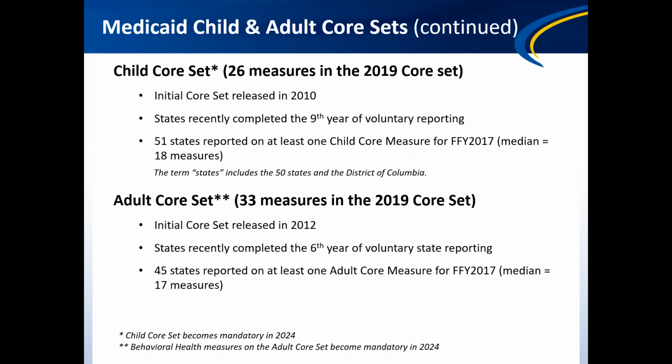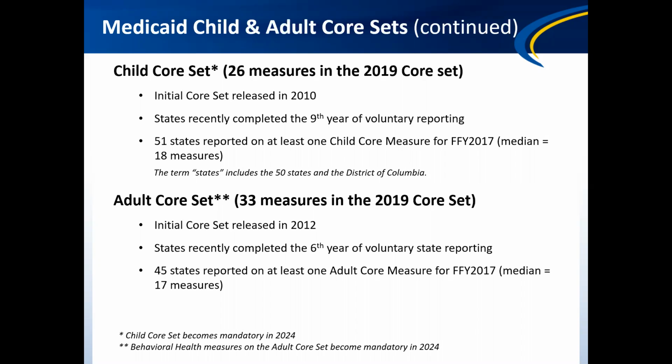You'll see on the slide also that, as I mentioned, reporting is currently voluntary. We have 51 states voluntarily reporting on at least one child core measure in our most recent publicly reported year, fiscal year 2017, and 45 states reporting at least one adult core measure. And you'll see, the median number of measures states report is 17 or 18, depending on the core set. As I alluded to just briefly, there's an annual stakeholder-based review process for the core sets.